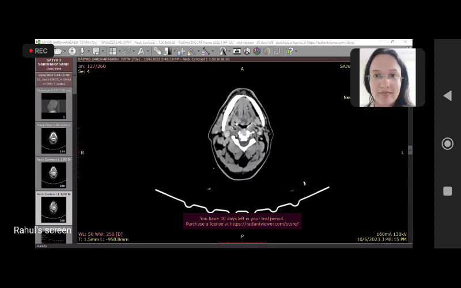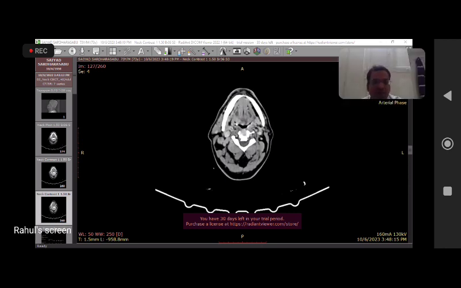Would you ever use any other cross-sectional imaging in these cases, or will it always be a CT scan? Ma'am, for pre-op evaluation, USG plus CT is enough. MRI can be done, but it's not usual.